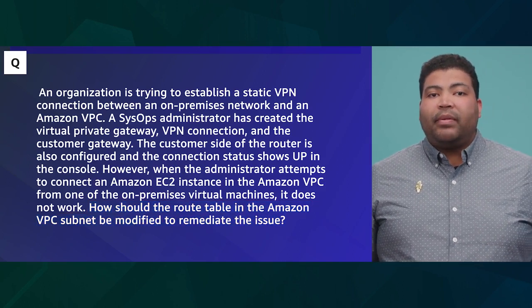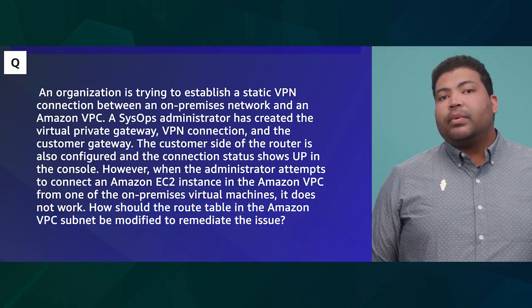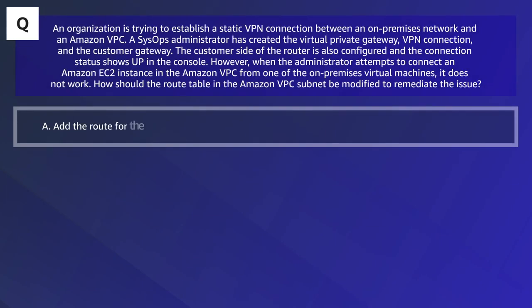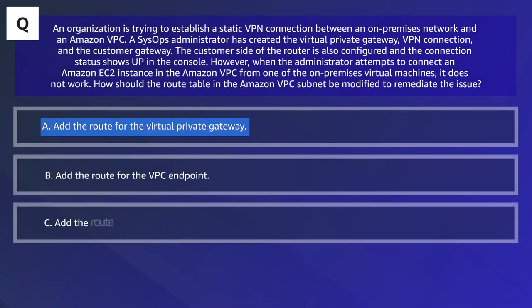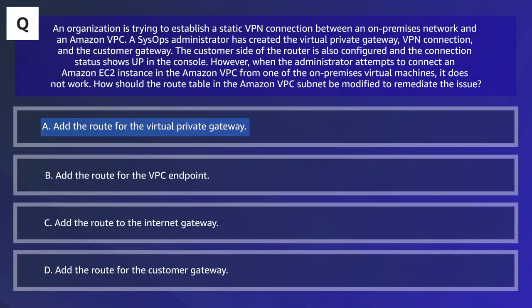So, now that we've evaluated the stem, let's look at the responses. We have A, add the route for the virtual private gateway, B, add the route for the VPC endpoint, C, add the route to the internet gateway, and D, add the route for the customer gateway.